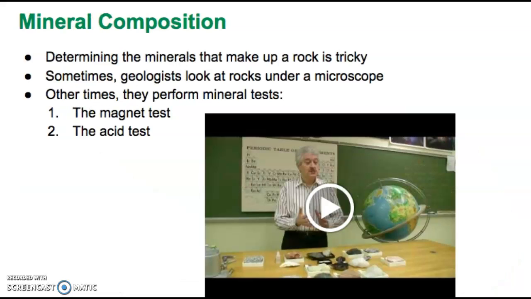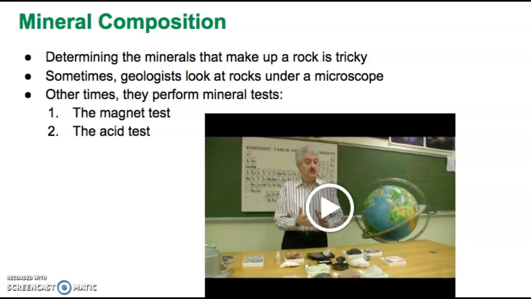Determining the minerals that make up a rock can be tricky. We can't just pull them apart and examine them one at a time. Geologists are going to use a variety of techniques in order to try to identify minerals. One of the first things that they'll do is cut the rock sample into tiny, tiny strips so thin that light can actually get through, and they'll look at the rock under a microscope. That way they can isolate individual minerals and observe them more closely.